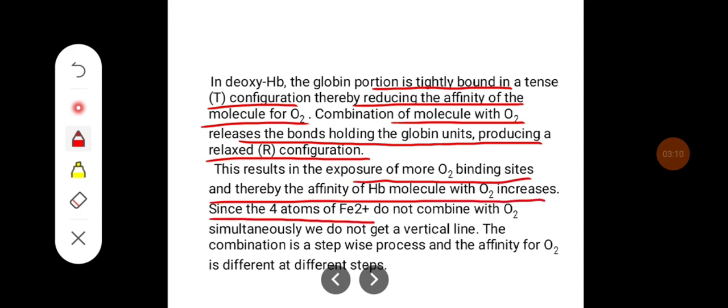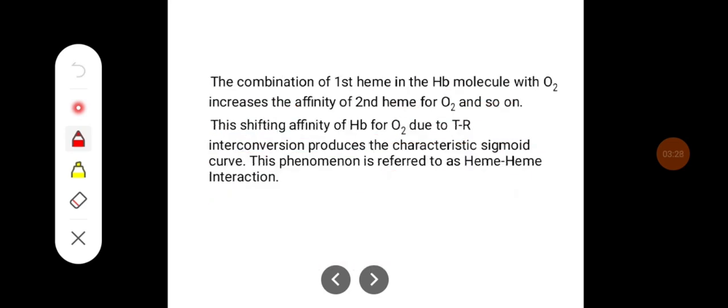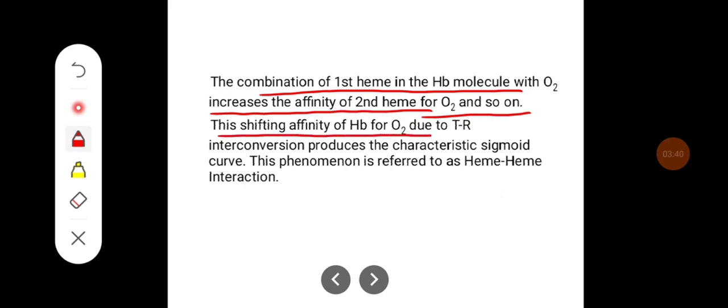Since the 4 atoms of ferrous iron do not combine with oxygen simultaneously, we do not get a vertical line. The combination is a stepwise process, and the affinity for oxygen is different at different steps. The combination of the first heme in the hemoglobin molecule with oxygen increases the affinity of the second heme for oxygen, and so on. This shifting affinity of hemoglobin for oxygen due to the tense and relaxed form interconversion produces the characteristic sigmoid curve, and this phenomenon is referred to as heme to heme interaction.